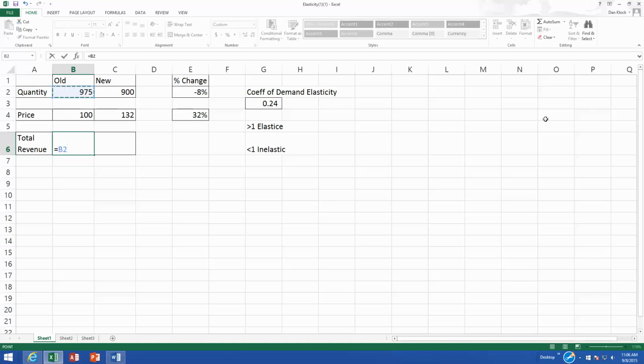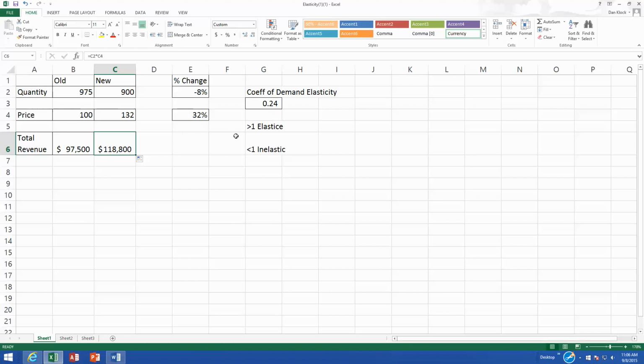So 975 times 100, right? B2 times B4. I enter it in, and then I can just copy it over. And then, yeah, my total revenue went up by a fair amount. I double click on there just to make sure it's correct. Yeah, C2 times C4.